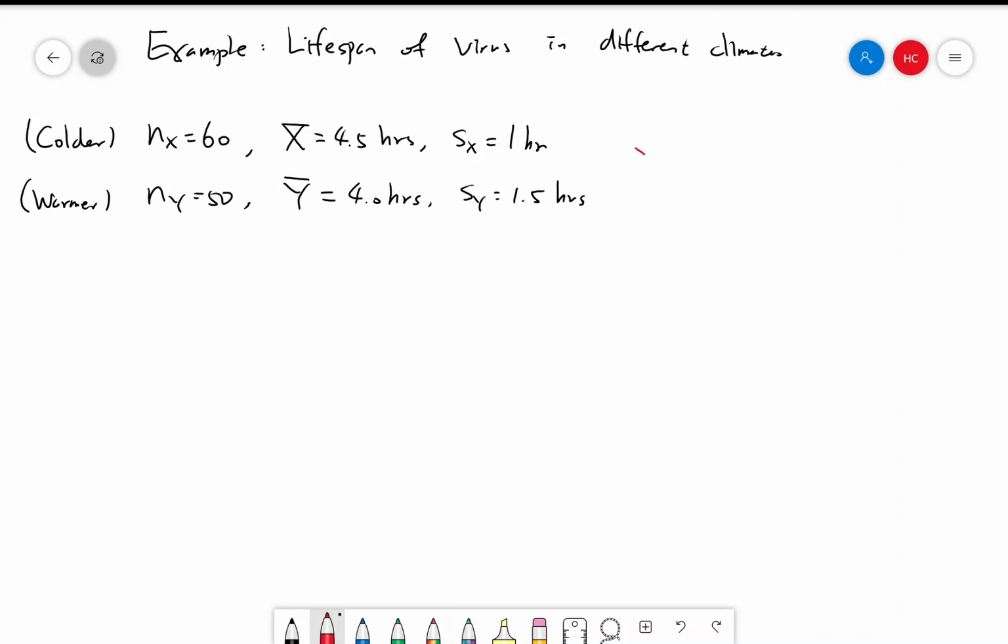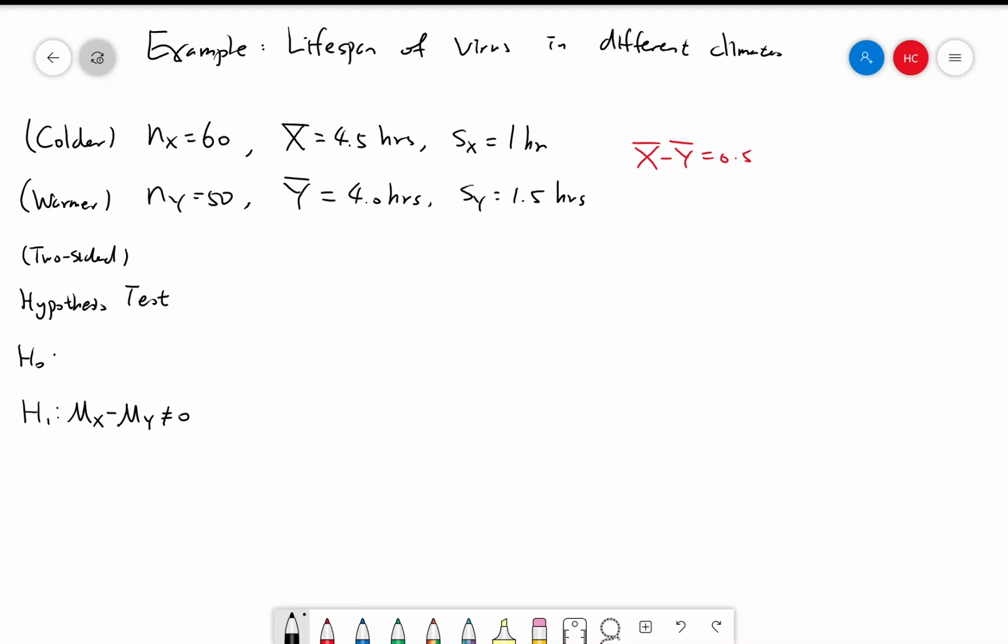So we notice that the difference of the sample means is 0.5. So we can consider the following two-sided hypothesis test. We want to prove that the virus lasts for different times depending on the climate. So we want to prove that mu x and mu y are not the same. And the null hypothesis is the opposite. So the null hypothesis claims that mu x minus mu y is equal to 0.